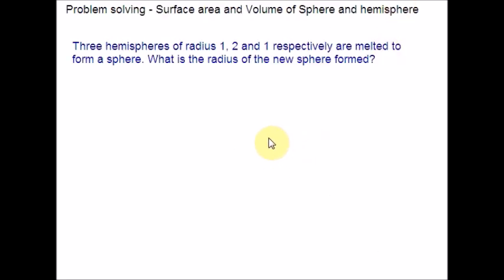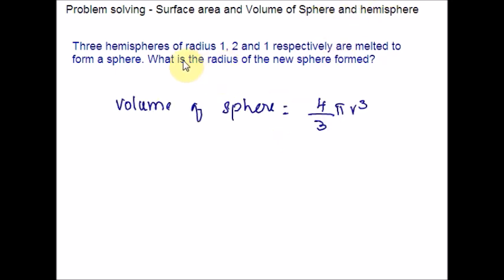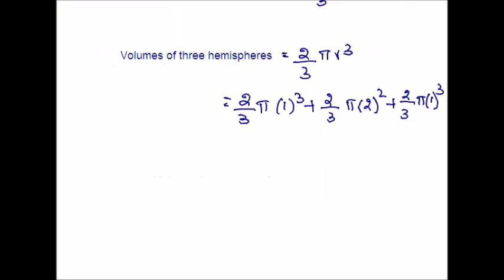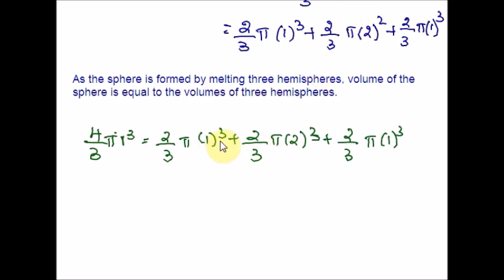Here is the next example. 3 hemispheres of radius 1, 2 and 1 respectively are melted to form a sphere. What is the radius of the new sphere formed? Okay, so the volume of the 3 hemispheres with radius 1, 2 and 1 are, let's use the same formula for all the 3 hemispheres with different radius. This question says the sphere is formed by melting 3 hemispheres. So the volume of the sphere should be equal to the volume of the 3 hemispheres. Am I right?